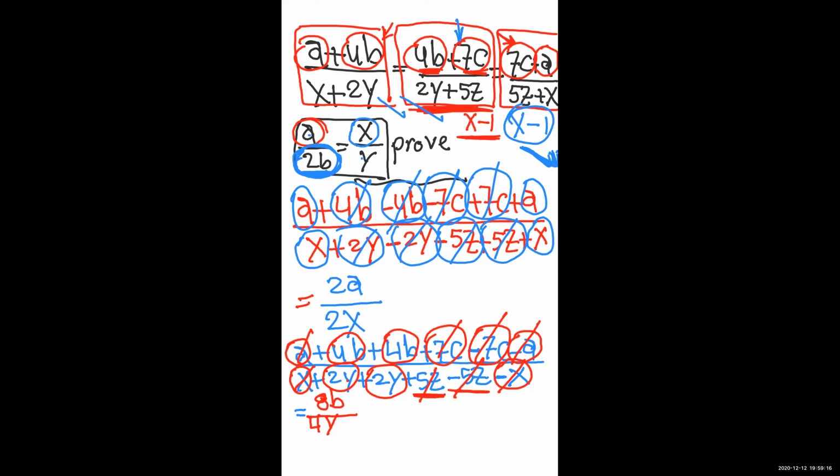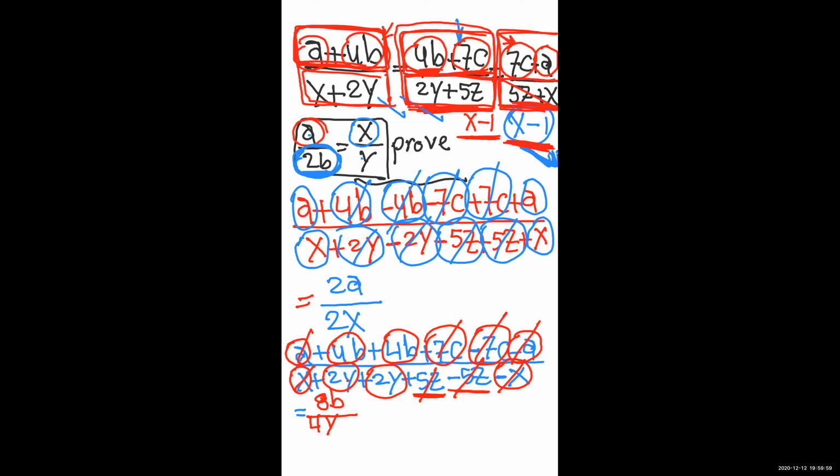The voice is cut. Okay, again. So I said that we have to multiply again. We will multiply the last term by -1. Okay, then add the antecedents and the consequents. Now, a plus 4b plus 4b plus 7c. Then we multiplied this one by -1, so minus 7c minus a over x plus 2y plus 2y plus 5z minus 5z minus x, because we multiplied this term by -1.